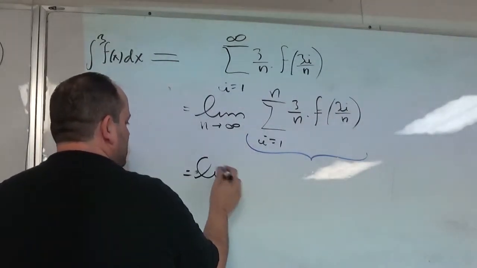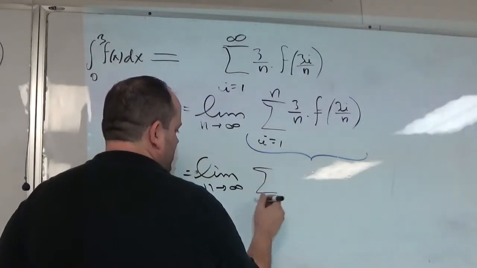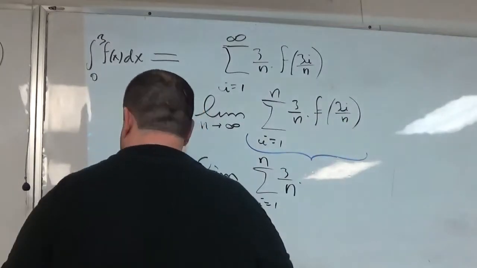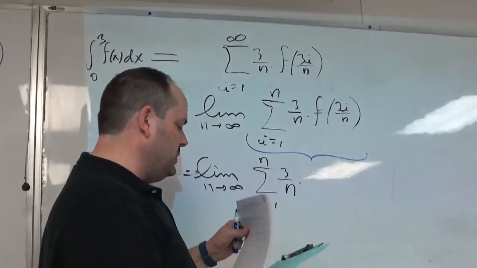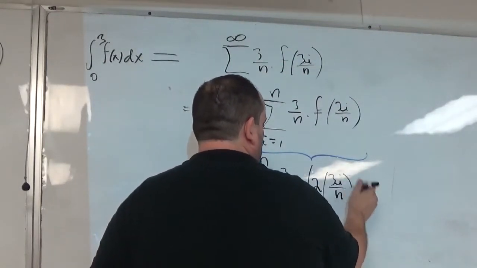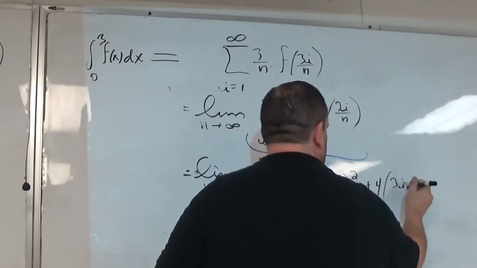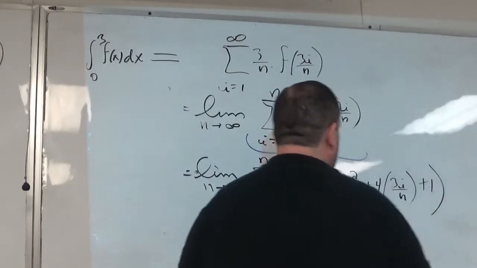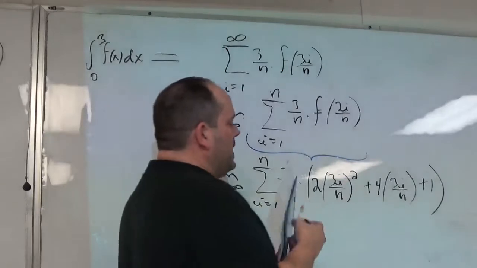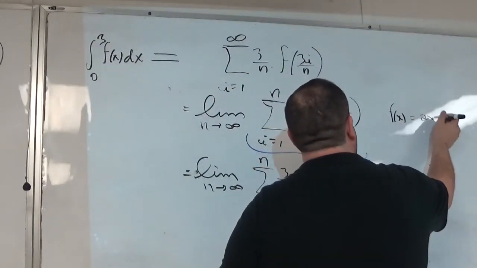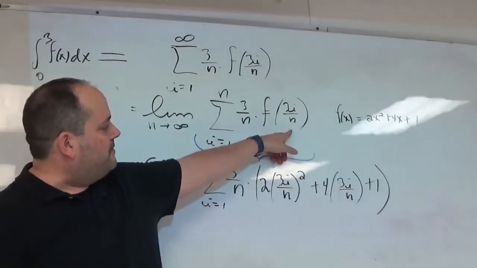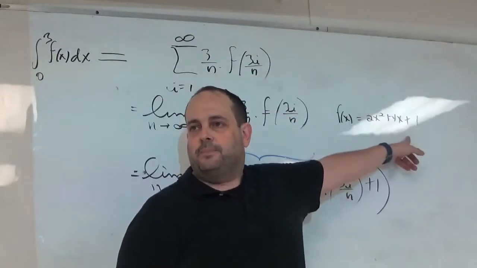We're going to write it as the limit as n approaches infinity of the sum from 1 to n, 3 over n, f of 3i over n. F was what? 2x squared plus 4x plus 1? So that is 2 times 3i over n squared plus 4 times 3i over n plus 1. All I did, we knew f was 2x squared plus 4x plus 1, so to find f of 3i over n, everywhere there was an x, I plugged in 3i over n.